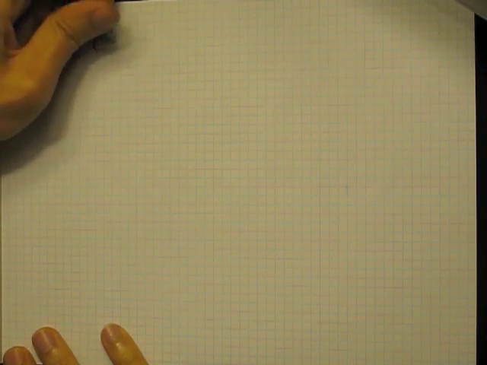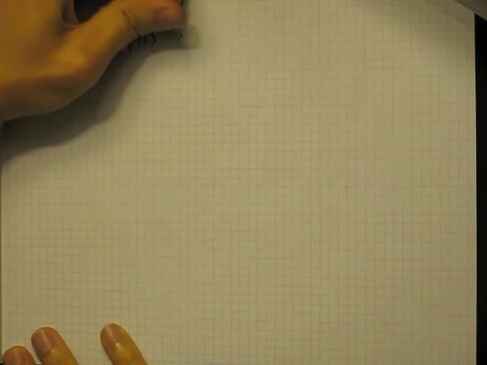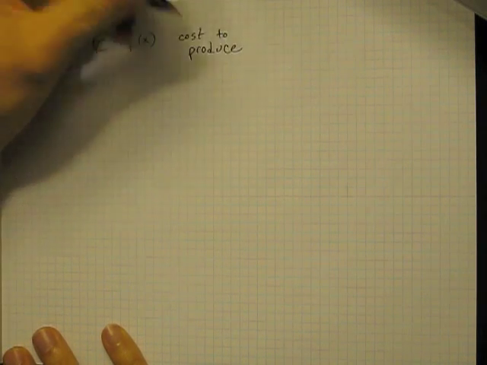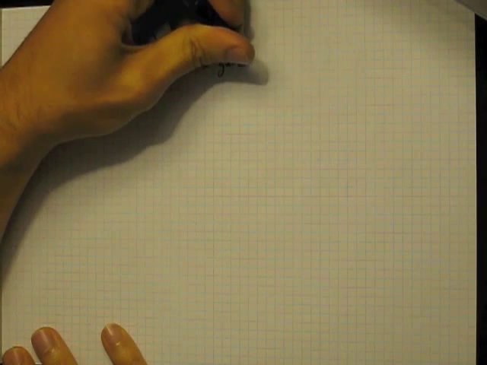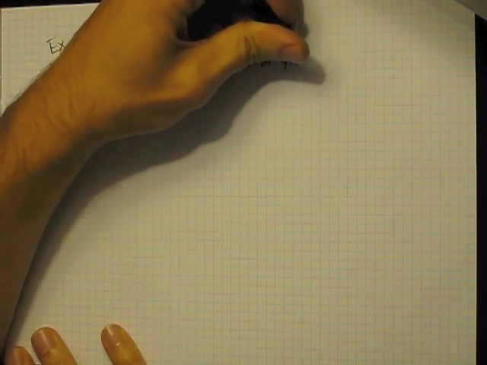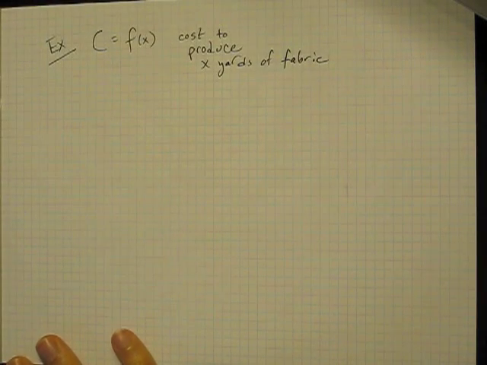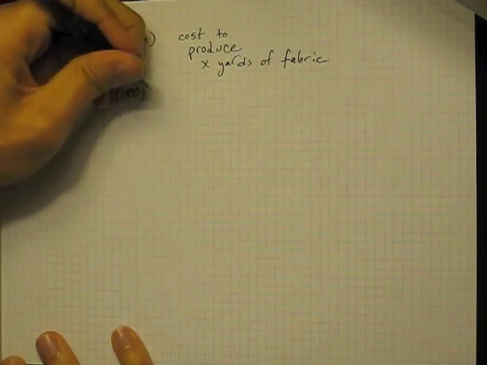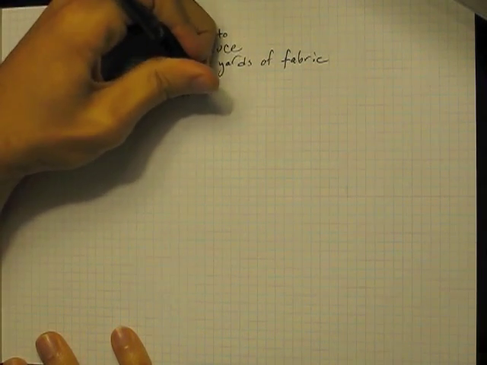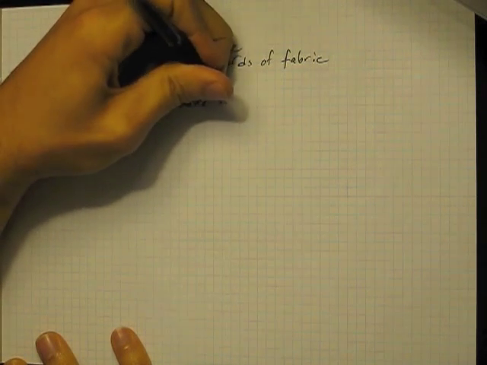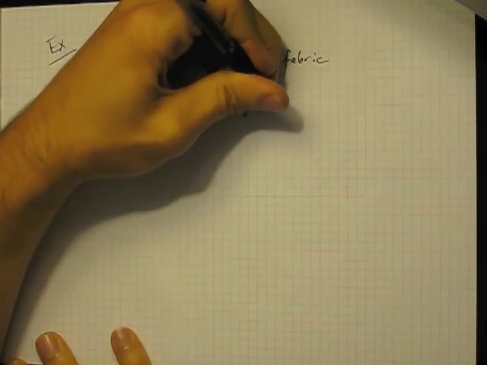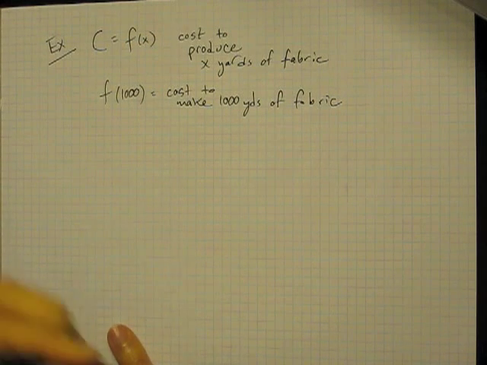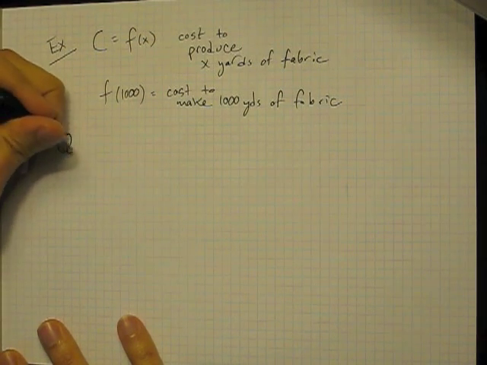So suppose that C is the cost to produce x yards of a particular fabric. I pulled this example from the book. Suppose you're a fabric manufacturer. If you say you want 1,000 yards, f of 1,000 is the cost to make 1,000 yards of fabric. Okay, so this is just the setup for this question. Let's ask a couple of questions.